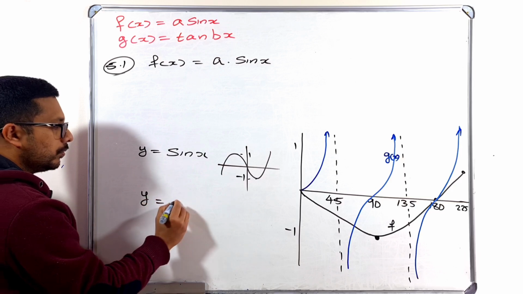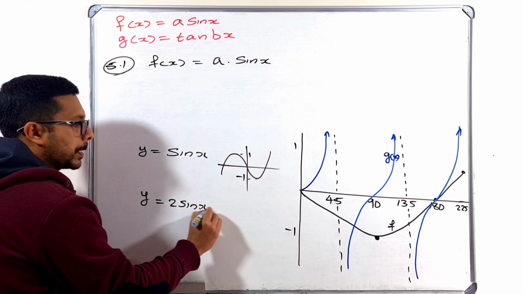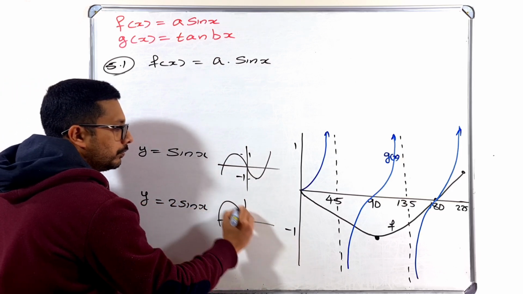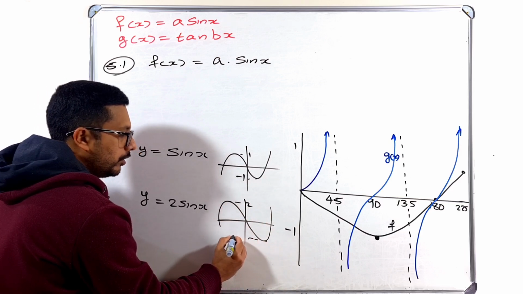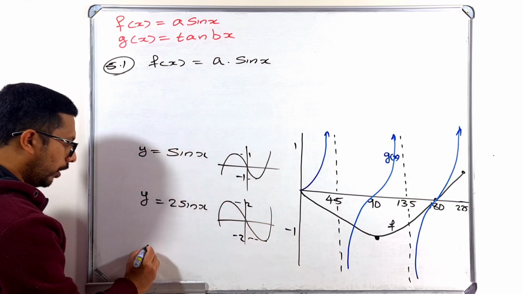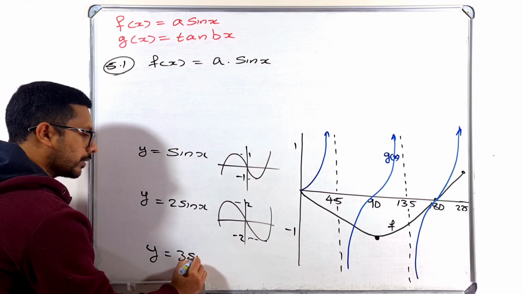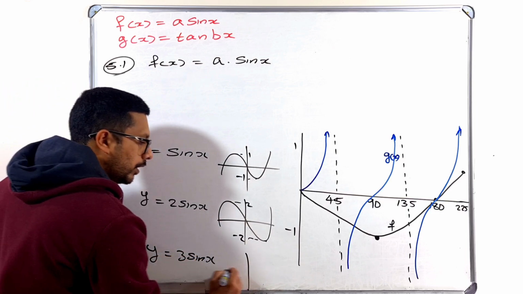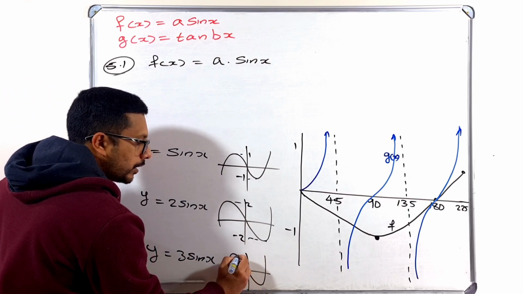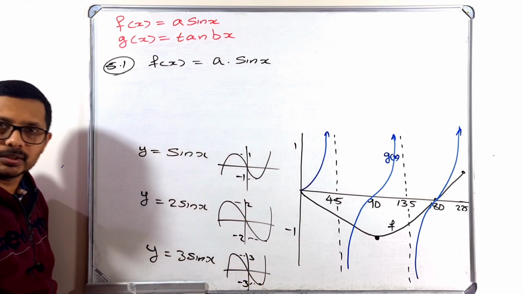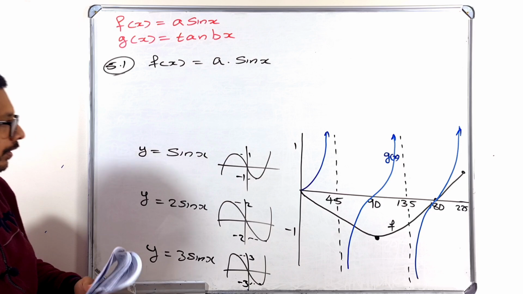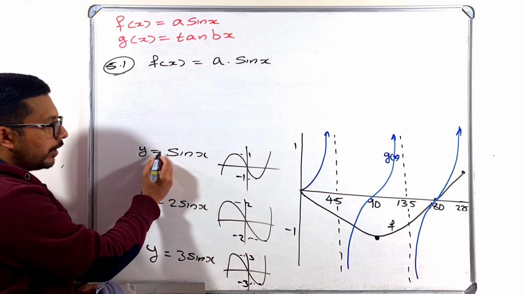Y is equal to 2 sin x. What is the maximum value? Maximum value is going to be 2 and the minimum value is going to be -2. Y is equal to 3 sin x. What is the maximum value? Maximum value is going to be 3 and the minimum value is going to be -3. Am I right? Okay, so this here, what is the value of a?